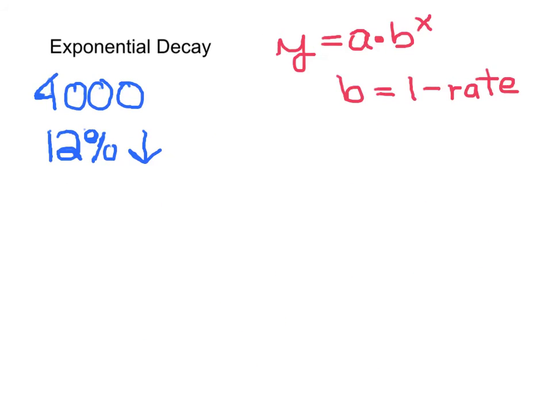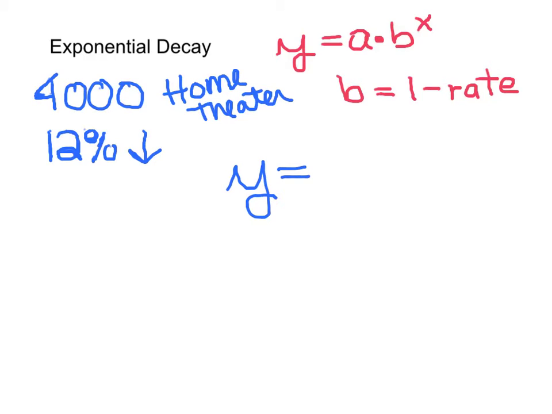In this example, I buy myself a really fancy $4,000 home theater and sound and everything system. But after I take that home theater system out of the store, I expect its value to go down 12% per year. So in my exponential equation, A is the initial amount, so the 4,000 would go here. But this is like the marked off problem. If it goes down 12%, then after 1 year, it'll still be worth 88% of its value.